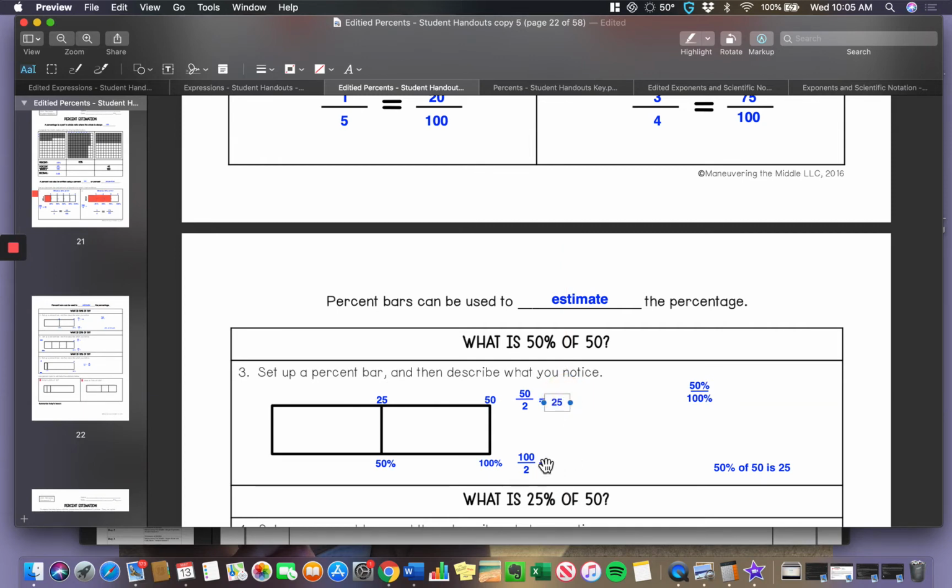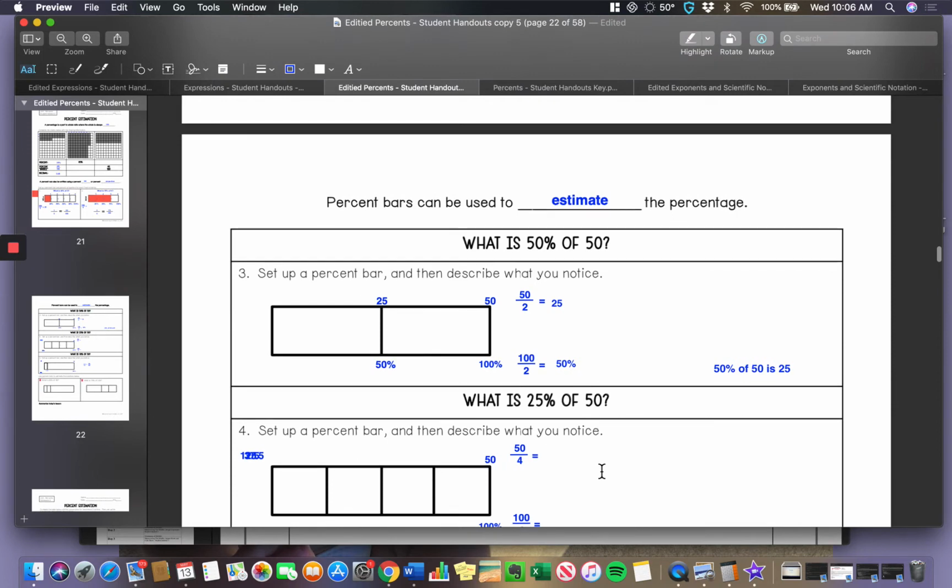Or I can take 100 and divide it by 2. That's going to split it in half. So it's like saying, what are 2 parts of 100? It's 50%. So 50% of 50 is 25, because I have my 50 here and I can follow that right up and see that it's 25.